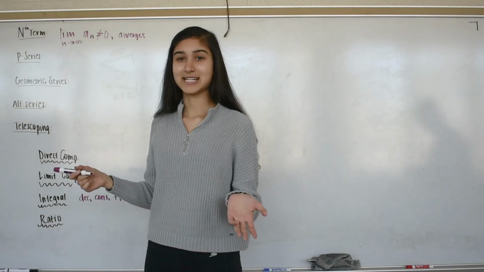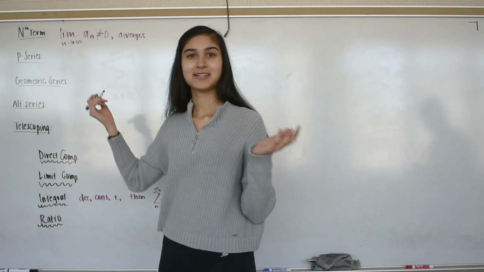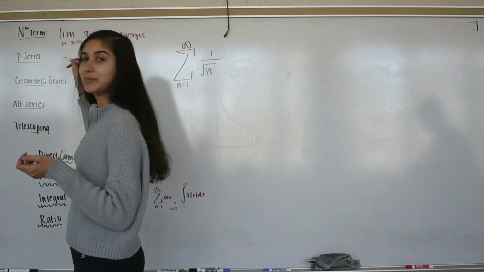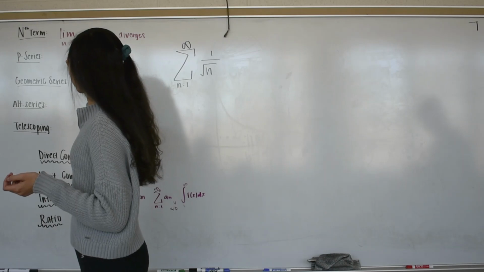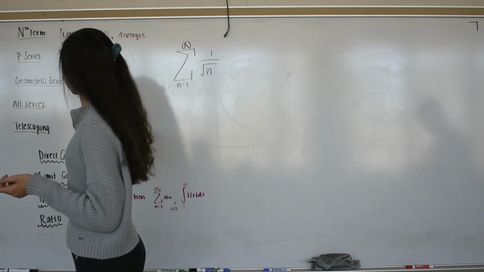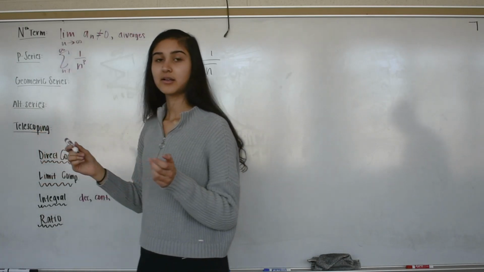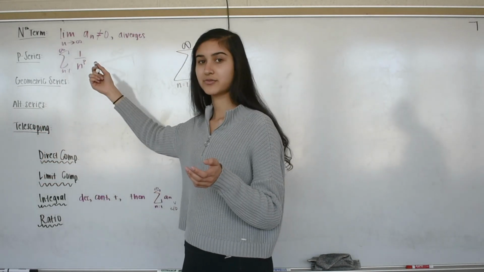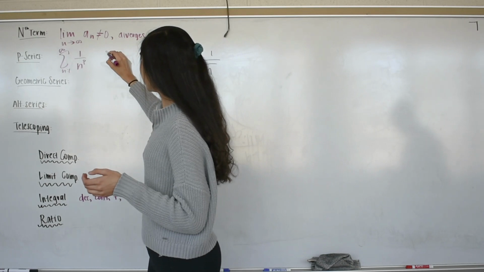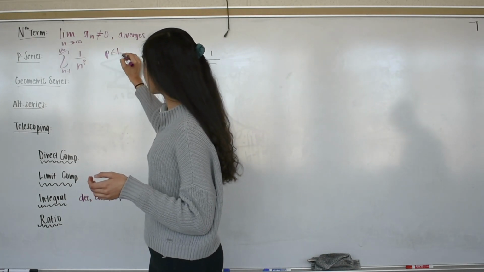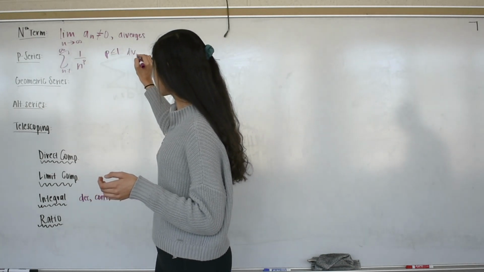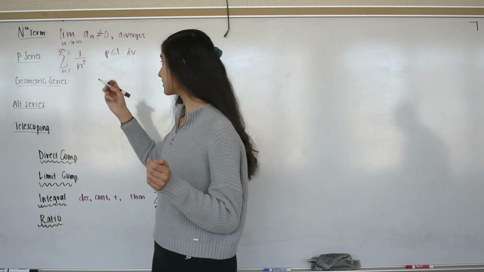Going down our list of tests, we see the p-series test. Now we all remember that for p-series, your series has to follow this form. And if p is less than or equal to 1, it diverges. But if p is greater than 1, then it converges.